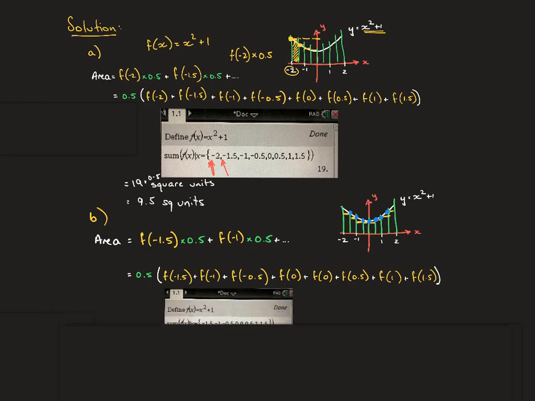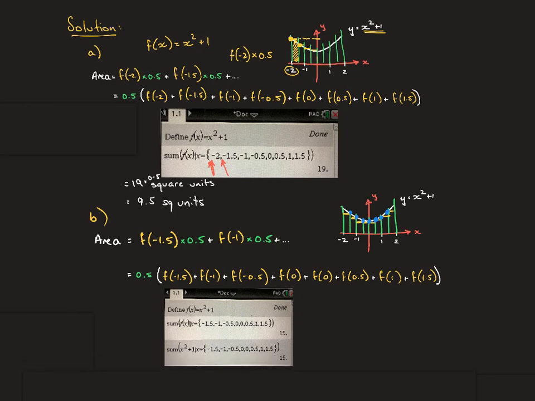So again, define the function, substitute in my x values, find the sum, and I've done it slightly differently this way. What have I done? I've done it two different ways here. So I have defined, let me just zoom in so you can see this.